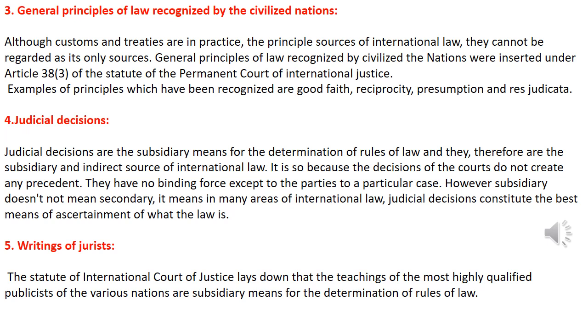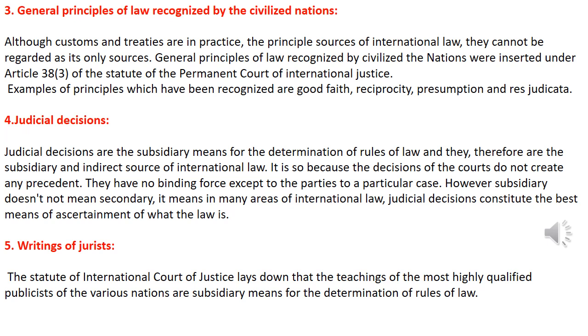Next comes the judicial decisions. Judicial decisions are subsidiary or secondary means of determination of rules of law, which are not direct but indirect sources of international law. It is because the decisions of the courts do not create any precedent. They have no binding force except to the parties to that particular case. However, subsidiary doesn't mean secondary. It means that in many areas of international law, judicial decisions do not constitute the best means of ascertainment.